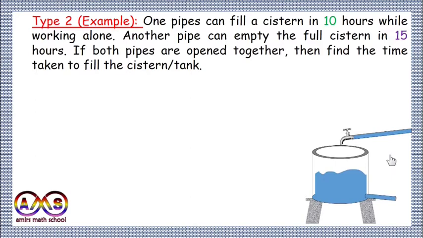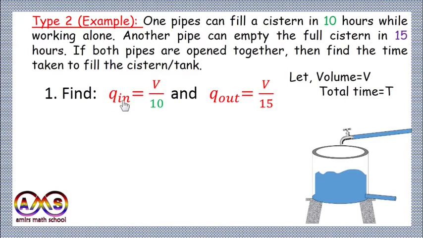So, at first, let the volume of the tank be V and the total required time, which we want to find, be T. Step number 1, flow in, that is Q in. The first pipe needs 10 hours to fill the full tank. So Q in equal to V divided by 10, and the second pipe can empty the full tank in 15 hours. So Q out is equal to V divided by 15.